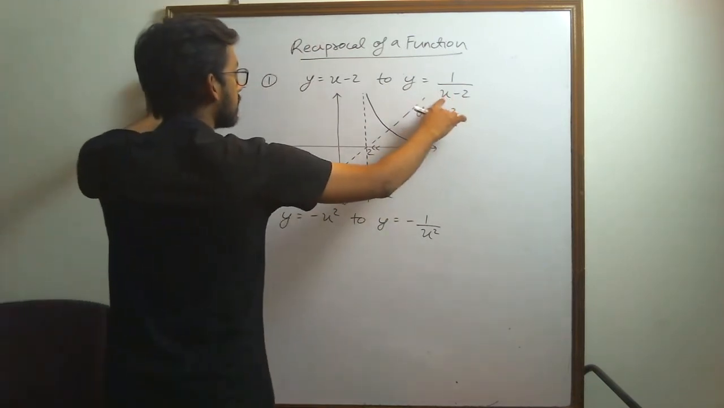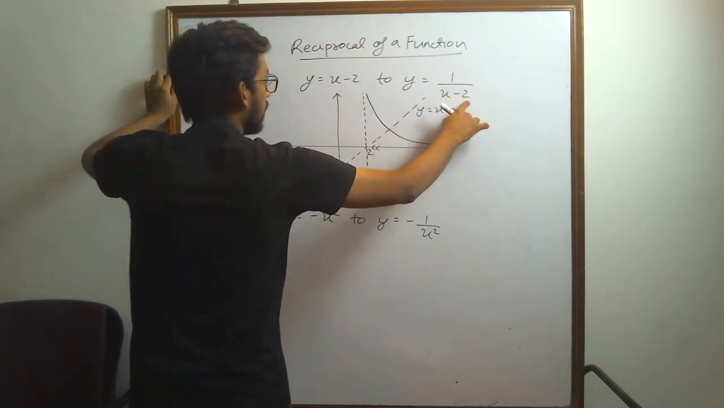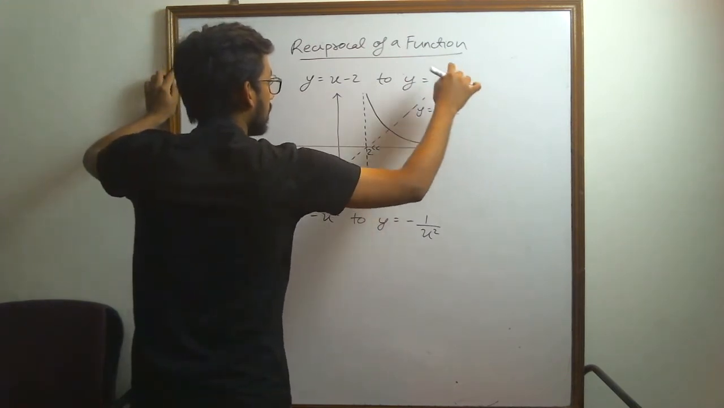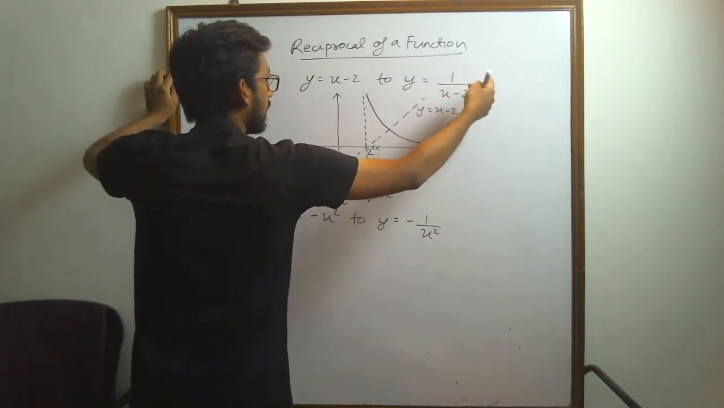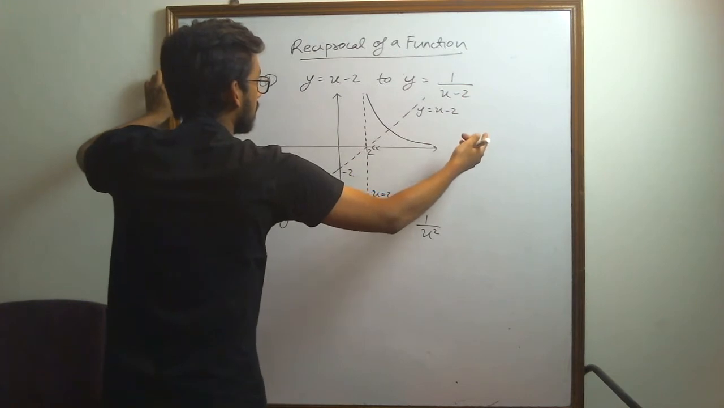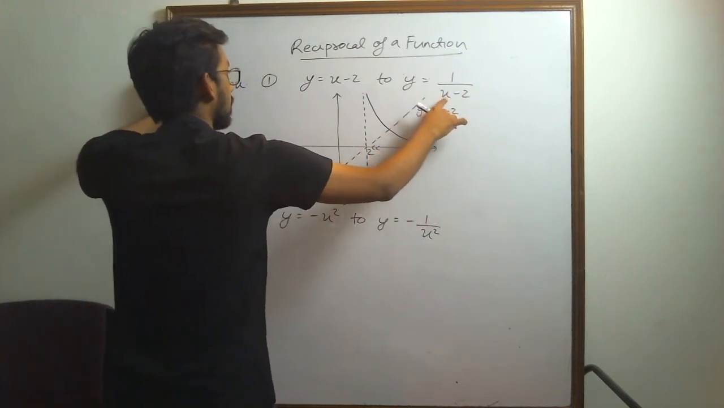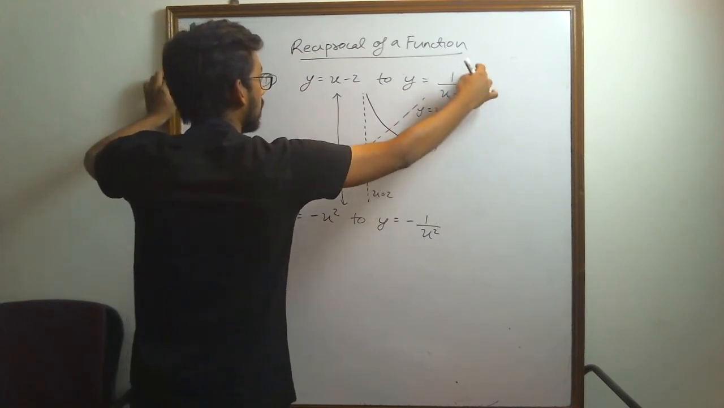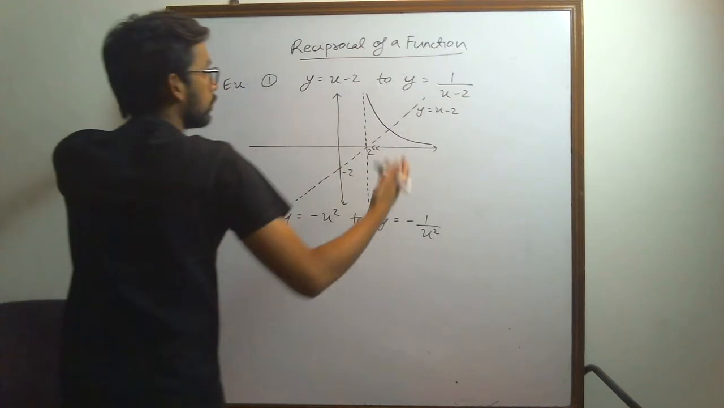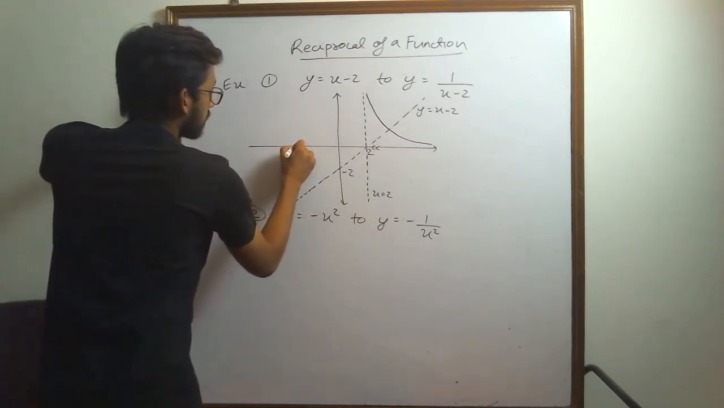When x is less than 2 and tending towards 2, that value minus 2 will be a negative value but very close to 0. 1 upon 0 with the negative sign will tend towards minus infinity. When x is tending towards minus infinity, minus 2 will be tending towards minus infinity. 1 upon minus infinity will tend towards 0 minus. So the graph will be going like this.